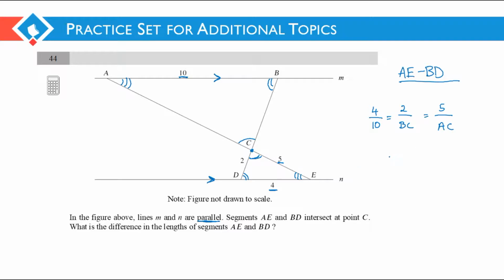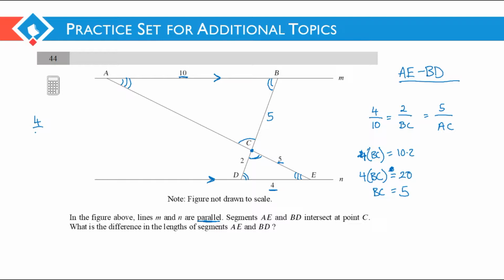So some of these are easier to solve, some of these are not. So let's start with the first one. Let's start with segment BC. So 4 over 10 is equal to 2 over segment BC. And we can cross multiply. So 4 times segment BC is equal to 10 times 2. So 4 times BC is equal to 20. Divide both sides by 4, you'll get BC is equal to 5. So the length of this segment right over here is equal to 5.